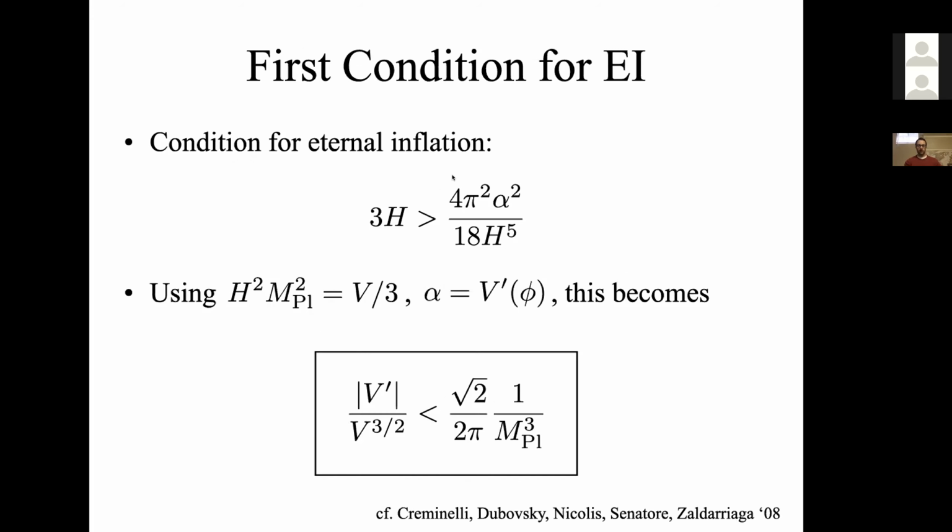Now, we just worked out this condition for eternal inflation. And if we now take this and plug in the Hubble parameter in terms of the potential V, and we plug in for alpha in terms of the derivative of the potential, this condition becomes a lower bound on the first derivative of the potential in terms of the potential itself. This bound was previously derived by these authors using more sophisticated methods, but we see here that the relevant physics can actually just be captured by this simple computation. We get the exact same result.